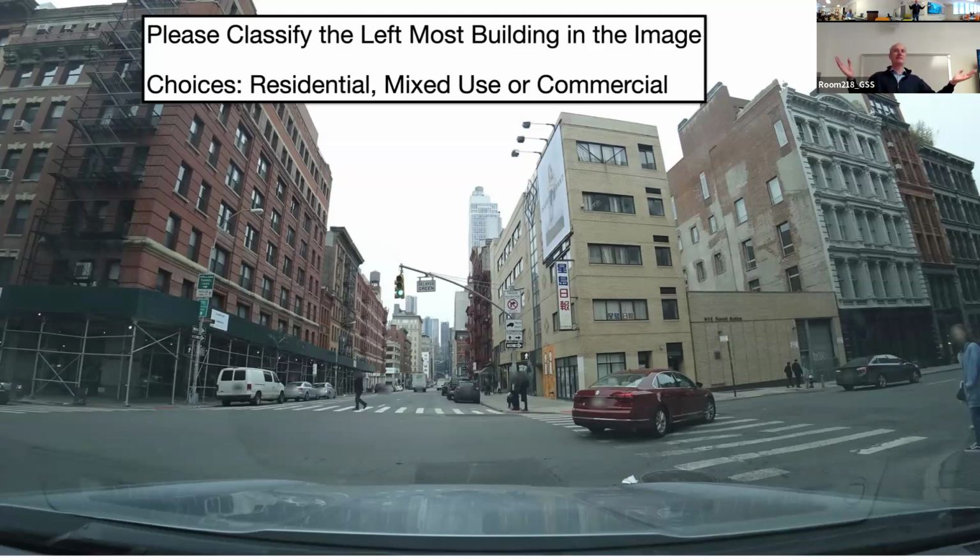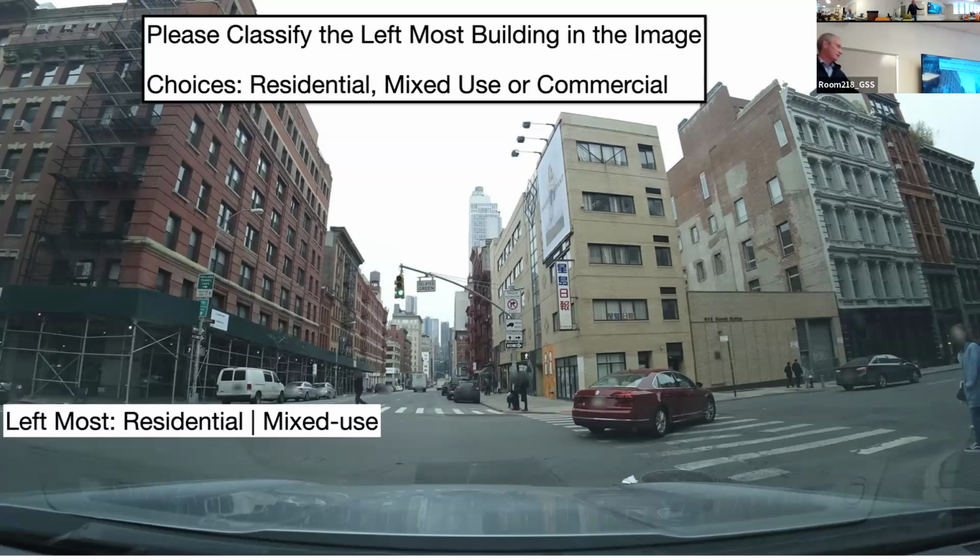You guys are experts here. I bring this up because it's about classification. In geography, we always classify for something. So domain experts said residential or mixed use. One said it was mixed use because of this thing down the bottom. The other said it was residential because they couldn't see any signage.